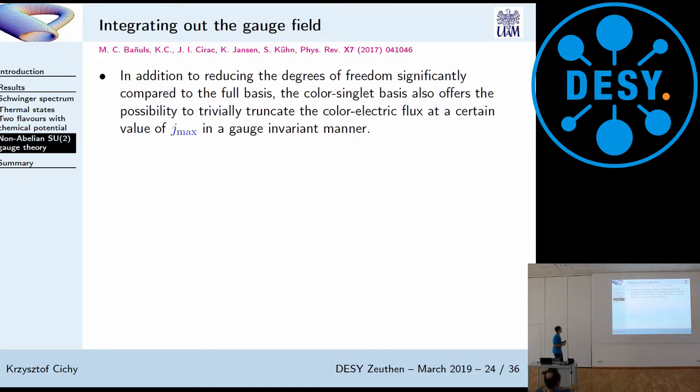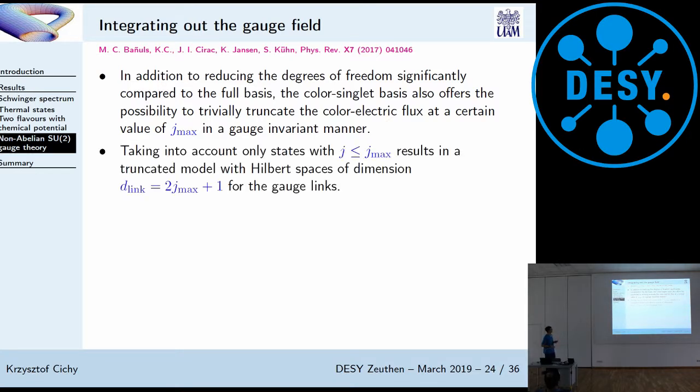Okay, and then in addition to reducing the degrees of freedom that you have in the problem compared to the full basis, the color singlet basis also gives you the possibility to trivially truncate the color electric flux at a certain value of J max in a gauge invariant manner. And then if you restrict yourself to states with J not exceeding some J max, then you have a truncated model with Hilbert space of dimension D-link equal to 2J max plus 1.